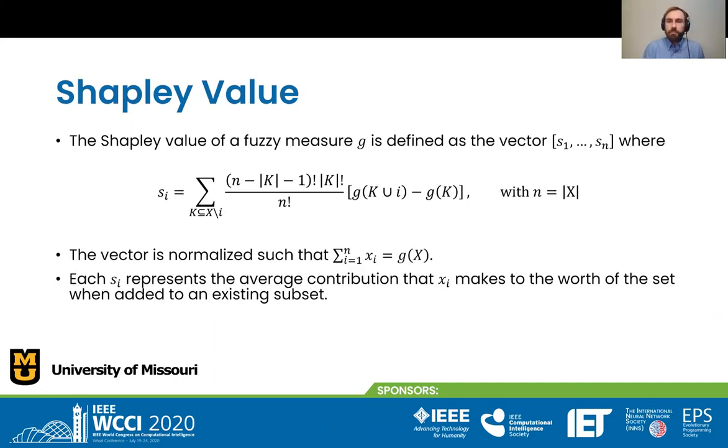So given a particular fuzzy measure definition, we can compute the Shapley value. This is a concept that originates from game theory, and it's a way of measuring the average contribution that each source makes as it's added to a particular subset. And so we can compute this value for every source using this equation here and use that to determine how important each source is within the fuzzy measure.